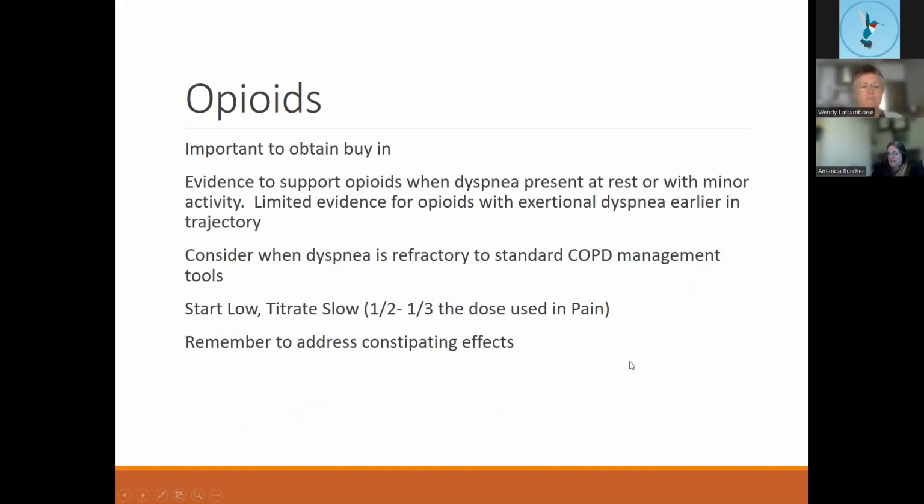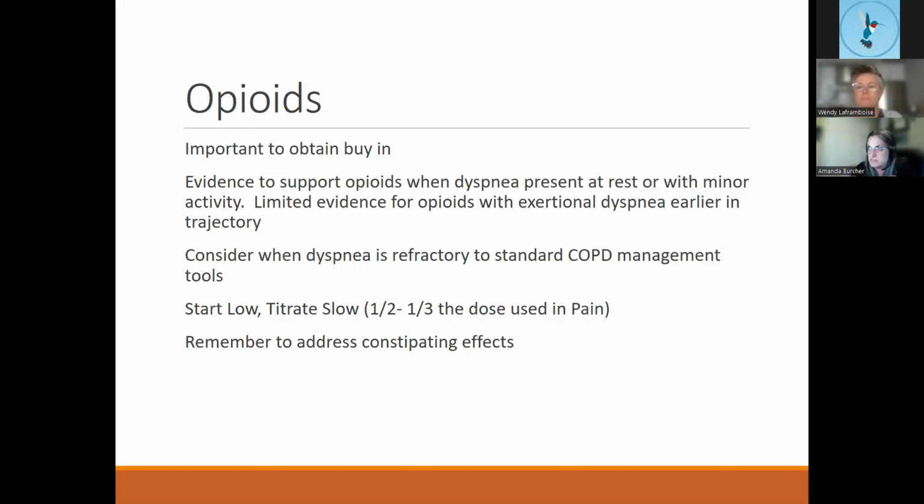So opioids and dyspnea, they are our mainstay for palliative care management of dyspnea. I always say one of the most important things that we can do as a palliative care provider when we're introducing an opioid is get that patient's buy-in. Often a patient has a perception that because they are on an opioid, it means it's the end of their life, or they're worried about risk of addiction. Healthcare providers can often be nervous about using opioids in the COPD population because they're concerned about respiratory depression.